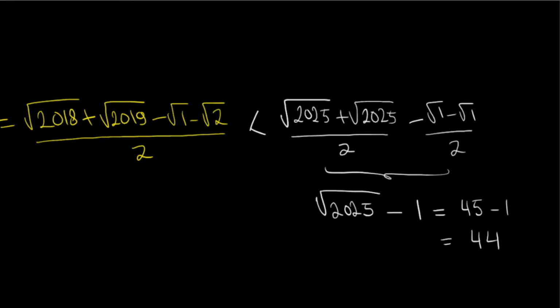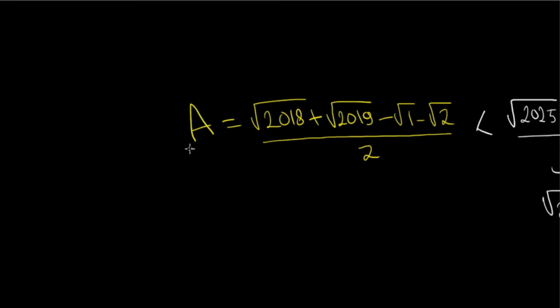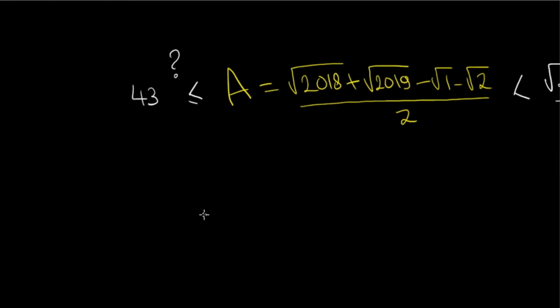To check that, we get that this is the upper bound, and now let us check whether a is bigger than or equal to 43. If we can prove this, then we are done and the answer will be 43. Now let us check this.